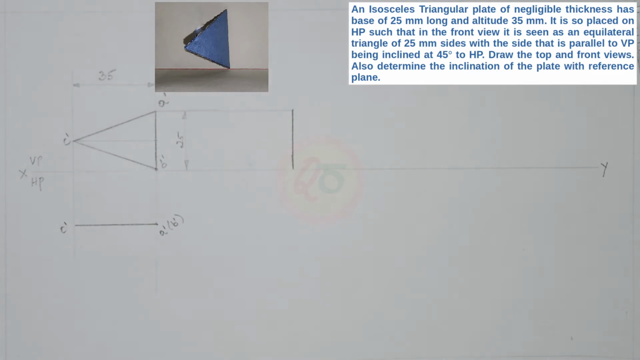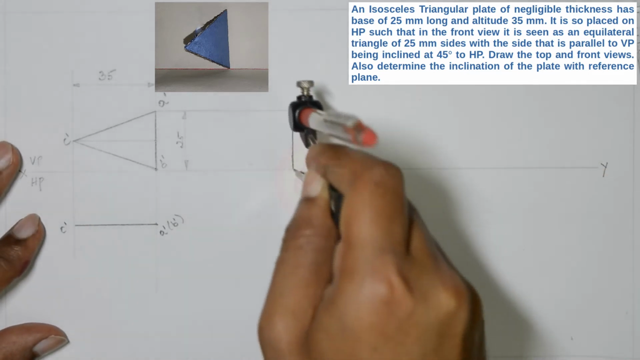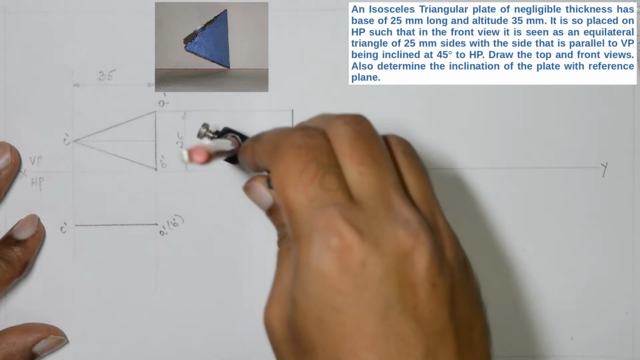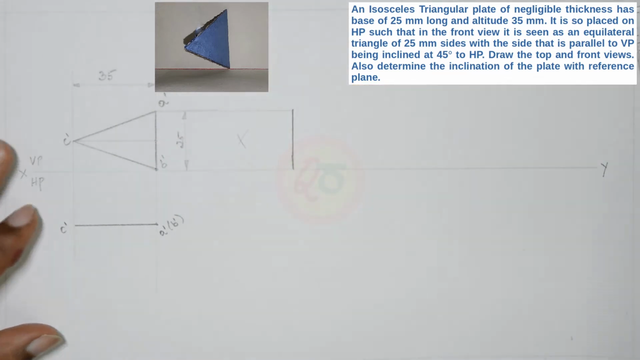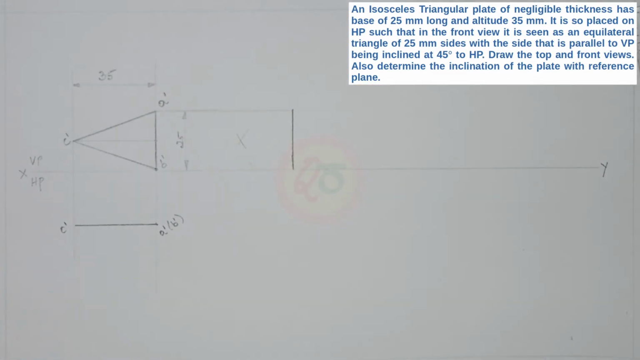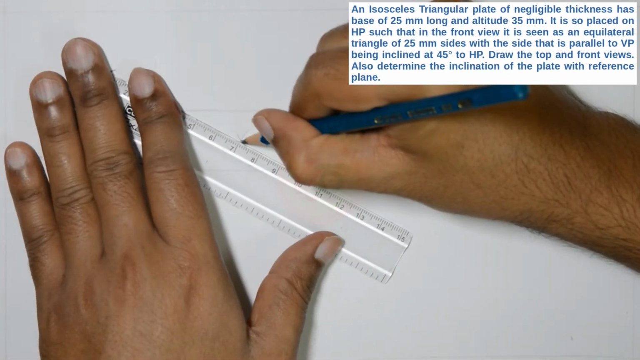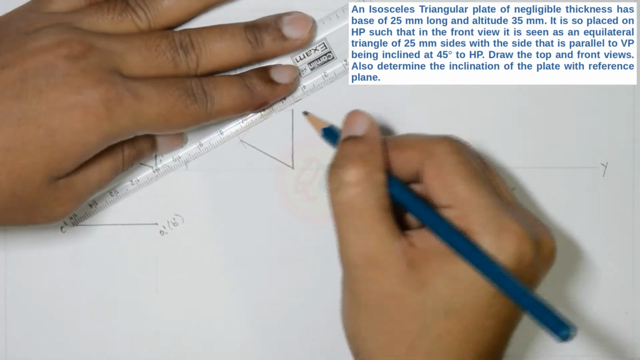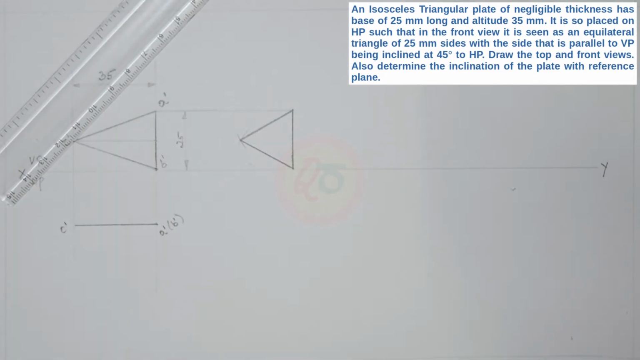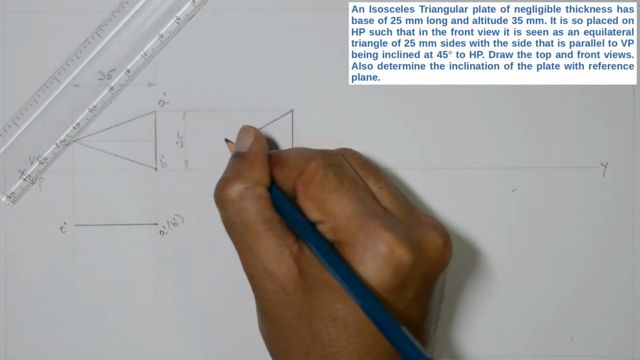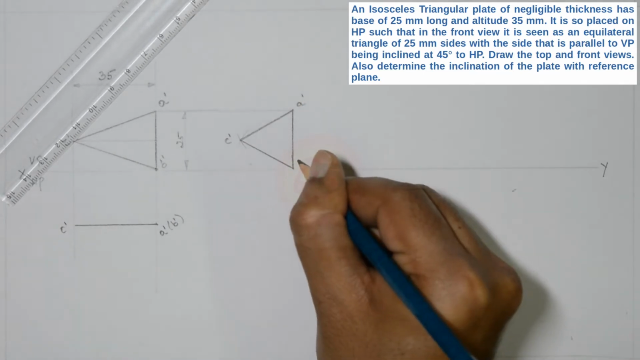Okay. Now, measure the length with your compass. Cut 2 arcs until it intersects the other arc. Now you will obtain the third corner, which is C dash. Join these to form an equilateral triangle. Okay. So this is C dash, A dash, B dash.